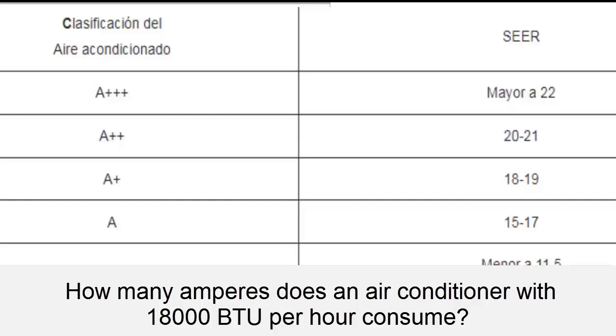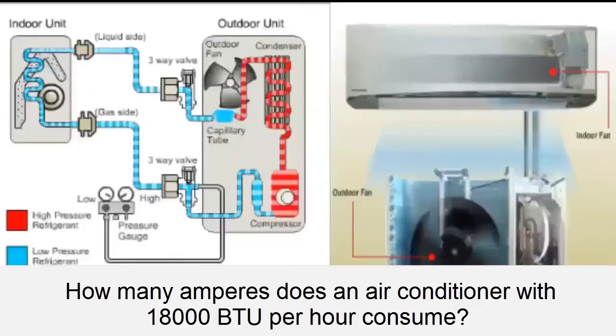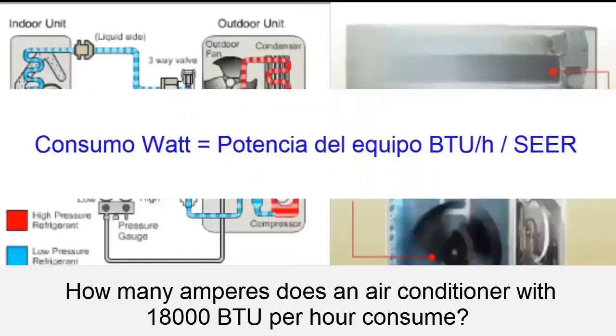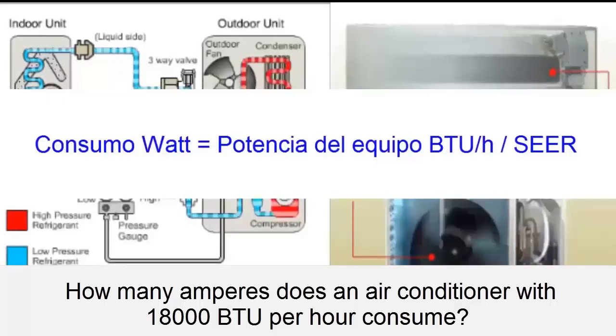The equipment's power in BTU per hour is divided by the SEER value to obtain the average power consumption in watts. With the identified electrical power, you can consult current consumption values in amperes, based on voltage and phase in the current rating tables.